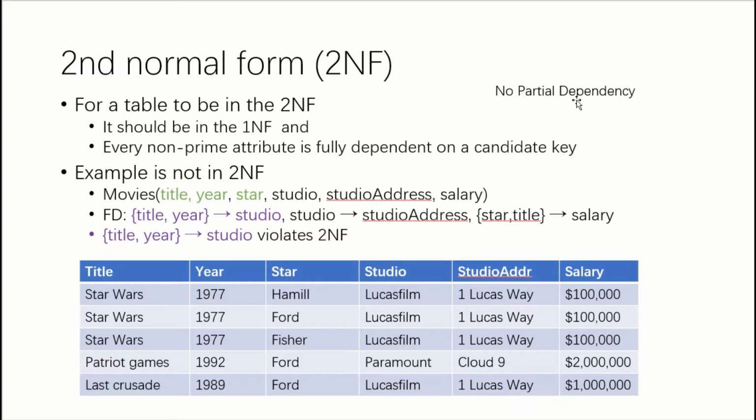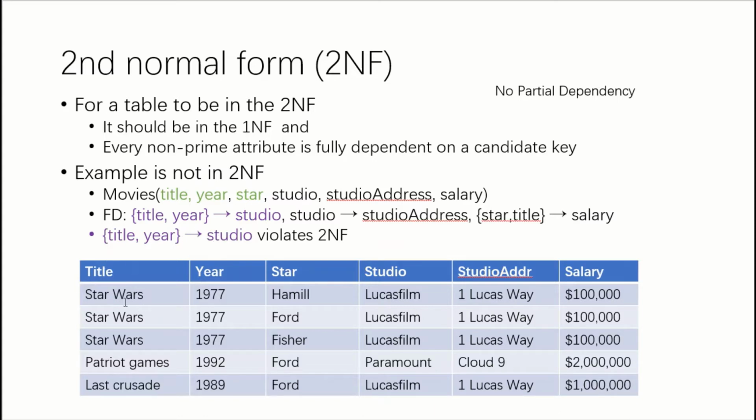So for an example, in this table that we see over here, we have title, year, and star as the candidate key. Let's say I have certain functional dependencies: title year to studio, studio to address. Title year implies studio will violate the second normal form because the left hand side only contains part of the candidate key. If it contained title, year, and star, then it would contain the full candidate key, and so it would be at least in the second normal form. In this case, this is not in the second normal form.